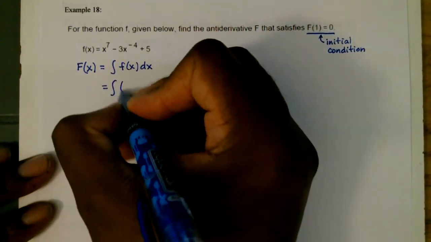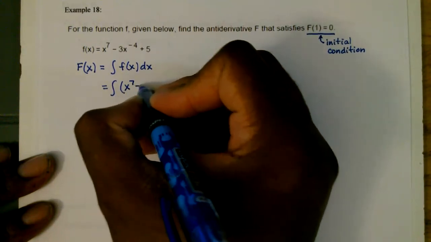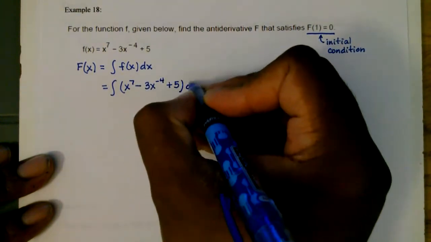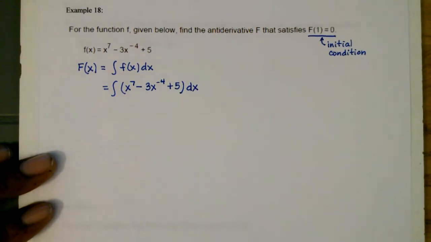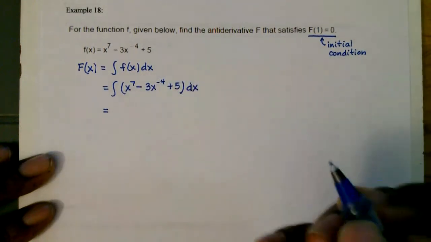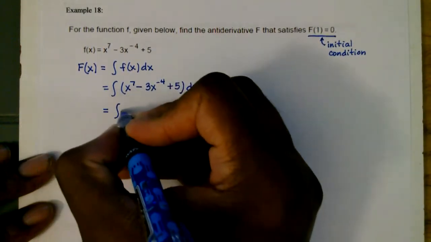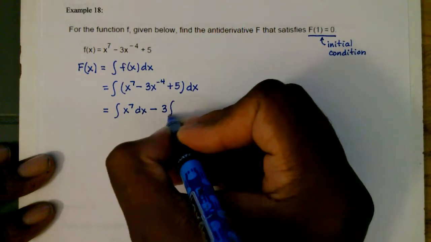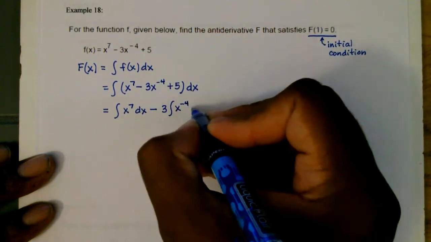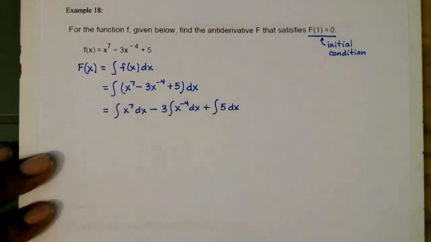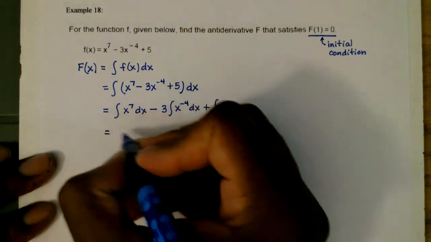Bring down the integral symbol. Replace that with x to the 7th minus 3x to the negative 4 plus 5 dx. And of course, we'll use the sum rule on this, sum and difference rule to be exact, and also the constant multiple rule. This will be the integral of x to the 7th dx minus, and I can pull the 3 out in front, times the integral of x to the negative 4 dx plus the integral of 5 dx. So here we just take each integral one at a time using the power rule.